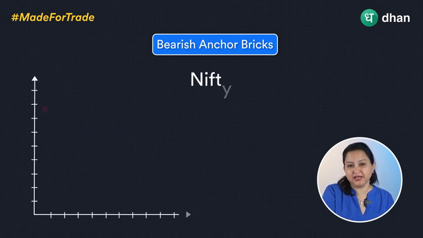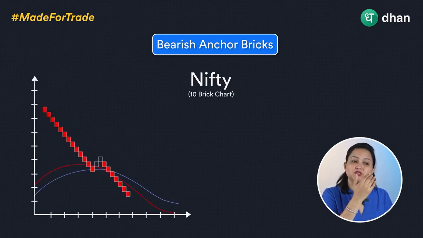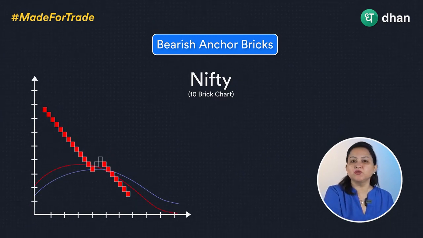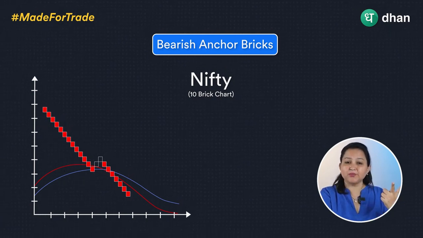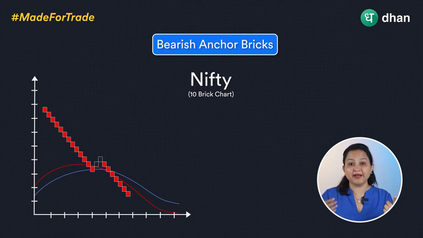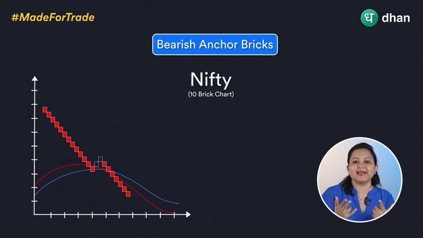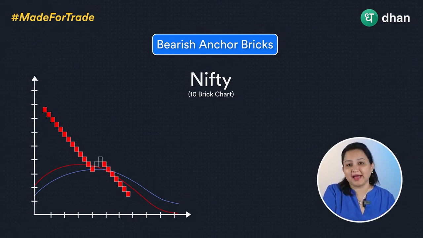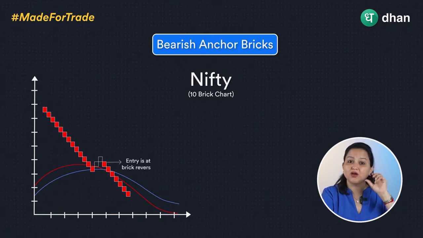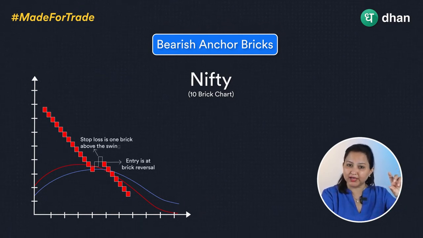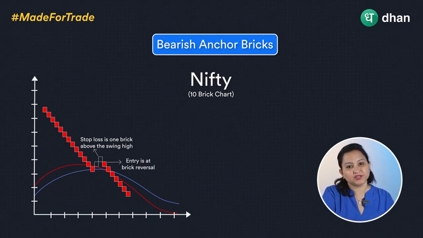Another example of Nifty, which is a Nifty 10 brick chart, is what you can see along with the moving averages. So 40 and 20 is the double moving average that we have used, indicating a bearish trend, and bearish anchor bricks indicating momentum. So the trend is bearish plus it's a strong trend. Both the indicators are telling us that we can participate in shorting Nifty at this particular point in time. At the reversal brick, 1 brick above the bullish swing is where your stop loss will be, and then the continuation of the trend in the downward direction is what we can expect.